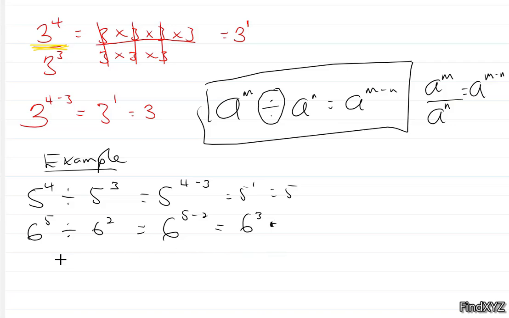When will it not work? Let's assume I have 6 to the power of 5 minus 6 to the power of 2. Can we subtract the exponents? They have the same base, alright, but what is the operator? Subtraction. So this will not work. It has to be division and the bases must be the same before you can subtract the exponents. Let's move on to the next thing.